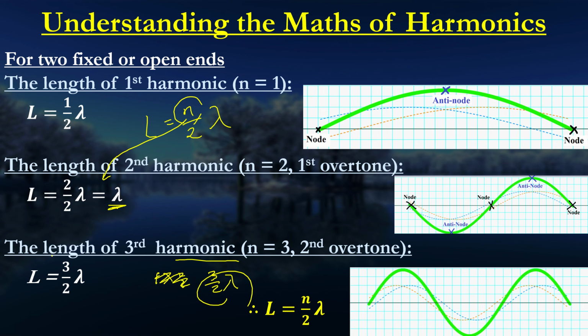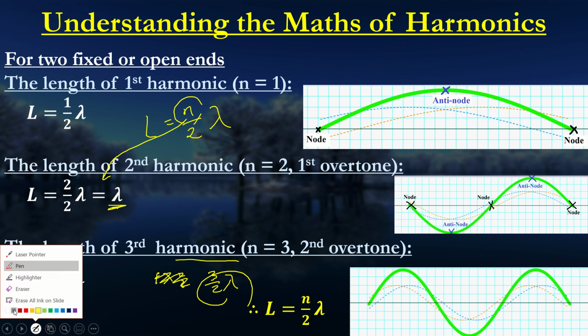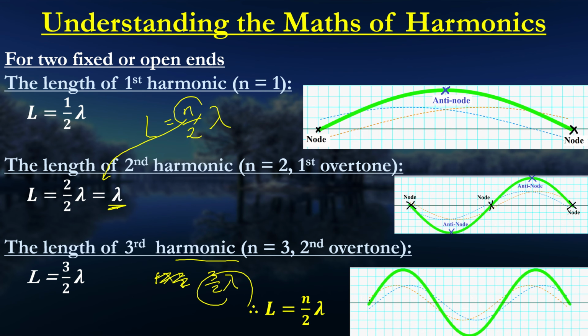You can see, this is the way I'll count it up. We have 1, 2, 3, 4. So 4 nodes. And 1, 2, 3 antinodes. Okay?